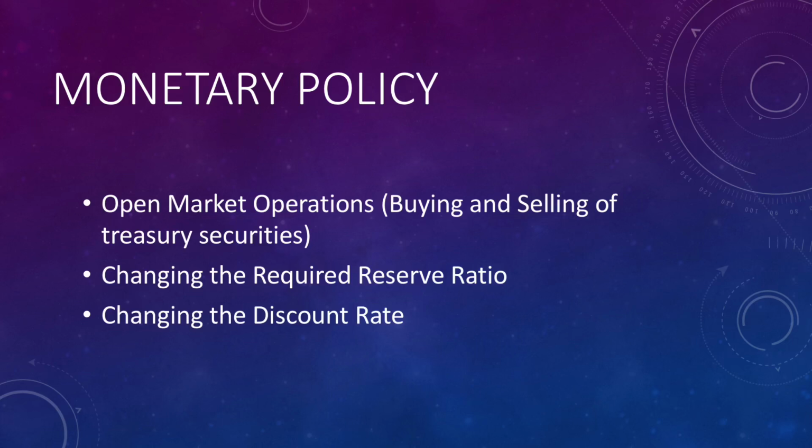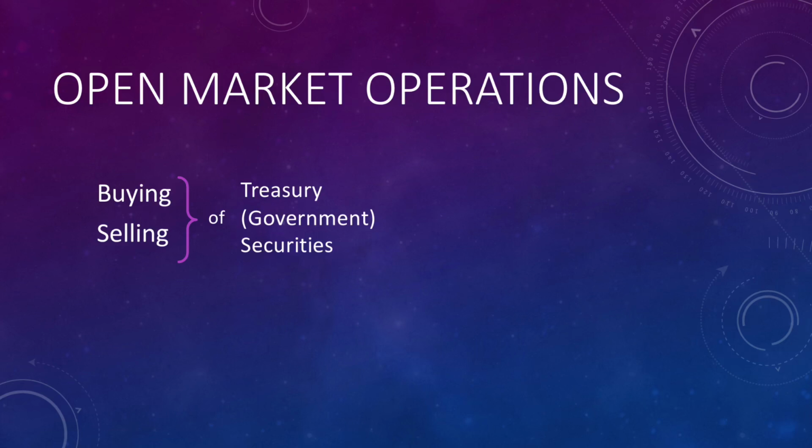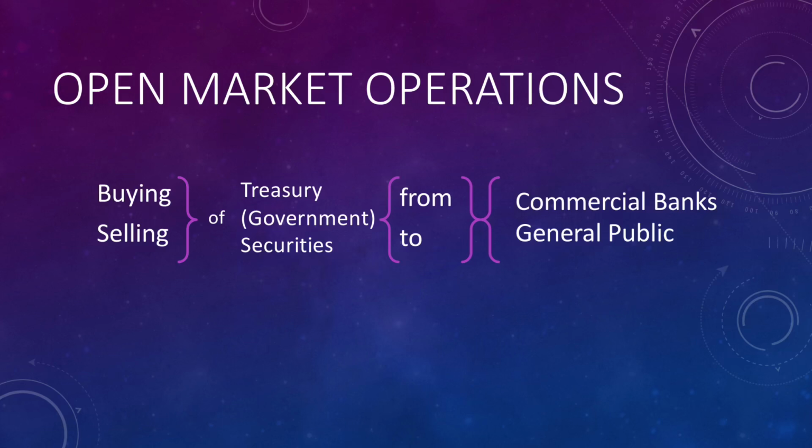Moving on to monetary policy. Monetary policy can be accomplished through the following: open market operations, which is simply buying and selling of treasury securities, changing the required reserve ratio, or changing the discount rate. In open market operations, the central bank would buy or sell treasury or government securities from or to commercial banks or the general public.